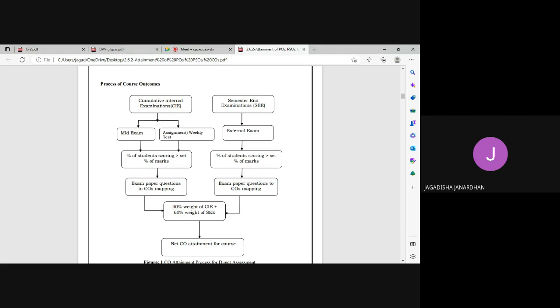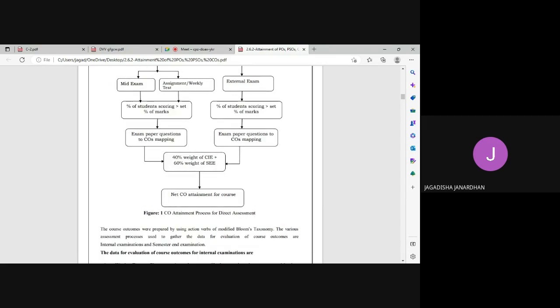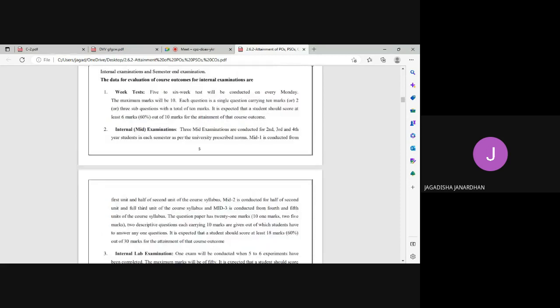Then this will be combined. They have taken the example of 40% weight for CIE, that is internal results, and 60% for semester end. By combining these two, they are going to calculate the net course outcome attainment. So in this manner, if each course teacher, subject teachers evaluate themselves about the ratings, we can even see a few things.